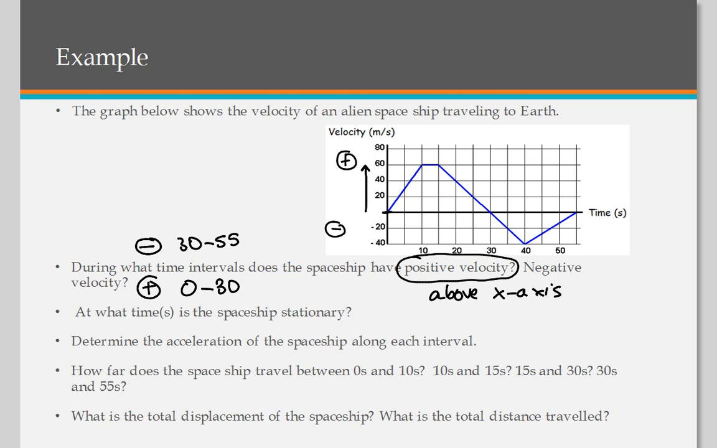At what time is the spaceship stationary? I think a lot of you might want to just jump to the flat part, but that's not the right spot. Where is the object stationary? Time equals 0, and the more important one is time equals 30. Good. And 55, I think. So these spots, the velocity is, of course, 0 at those spots. When is it stationary? You would need v equal to 0.